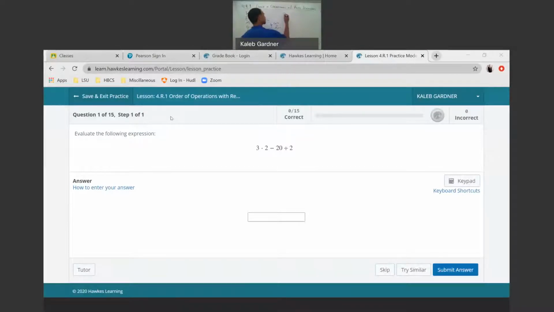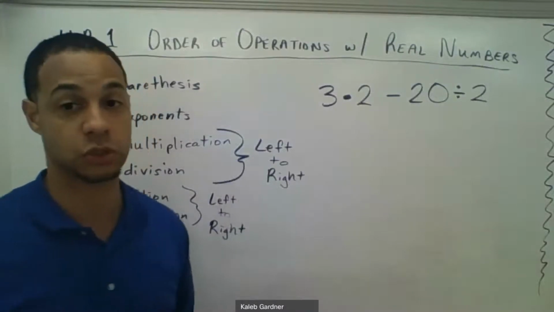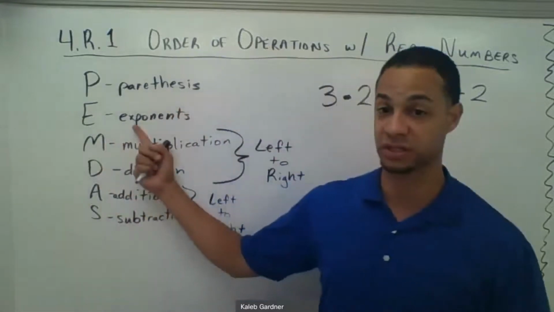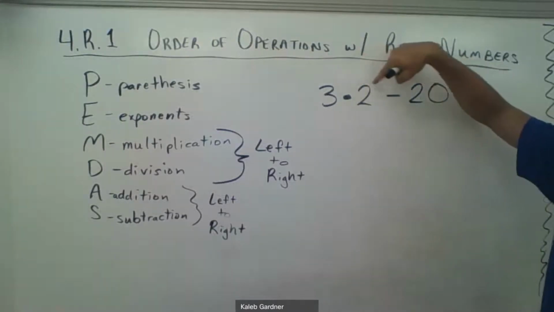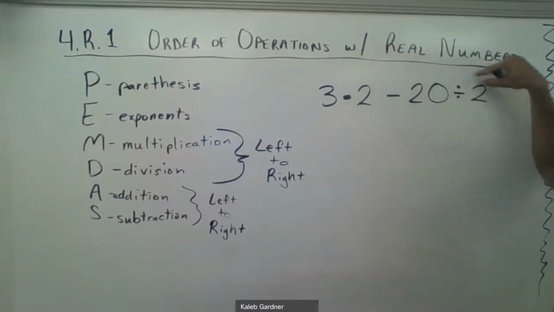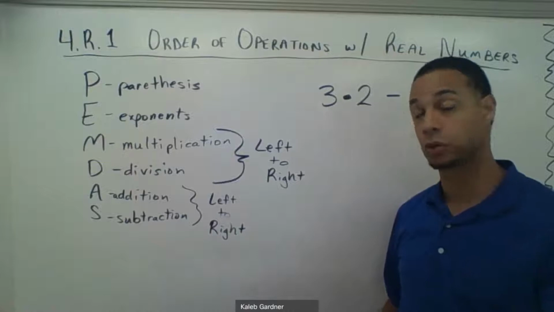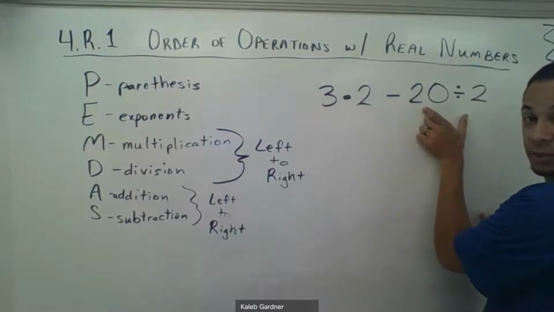3 times 2, what does it say? Minus 20 divided by 2. Okay, so here we go. We got 3 times 2 minus 20 divided by 2. Let's follow our order of operations. Notice there are no parentheses. The P does not come into play here. Neither do the exponents. Do you see any exponents? Nope, none. Let's go to multiplication and division. Remember, we read them left to right. So we can do the 3 times 2 first, and then the 20 divided by 2.